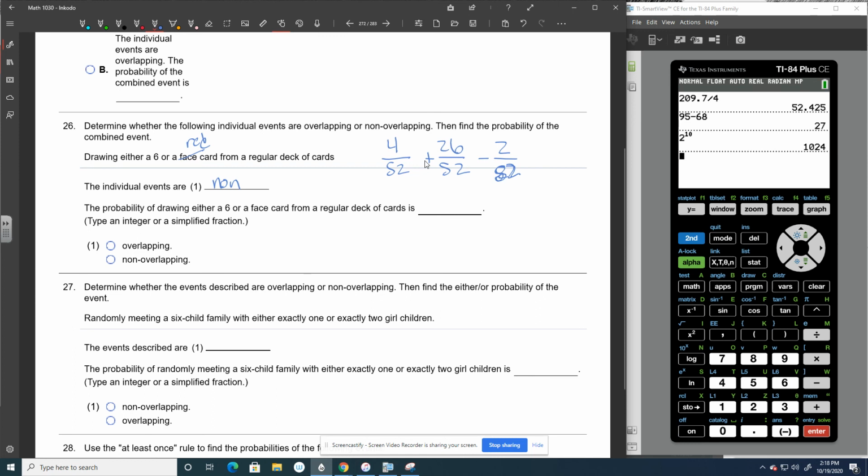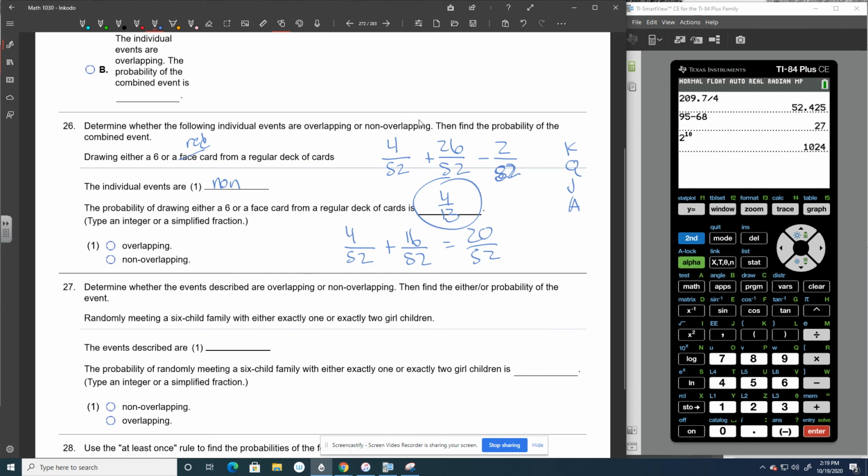There are 4 6s out of 52 cards, and how many face cards? Well, if you consider kings, queens, jacks, and aces face cards, there are 16 out of 52 face cards, which is 20 out of 52, which simplifies to 4 out of 13 as your answer. You would have to add the kings, the queens, the jacks, the aces, and the 6s all together.